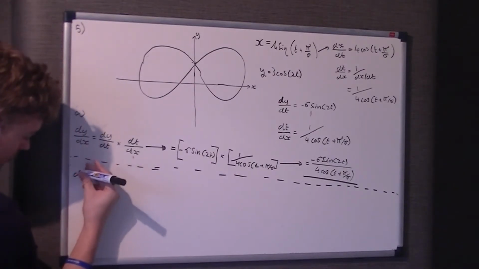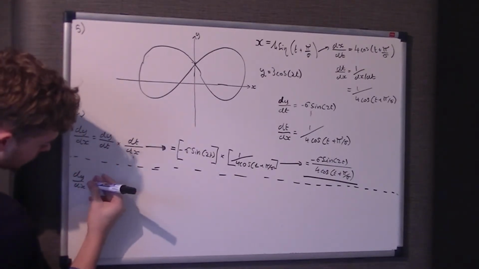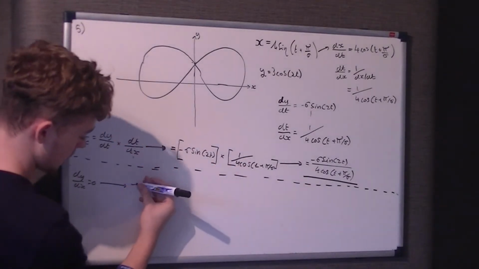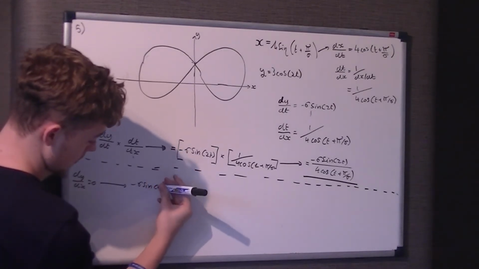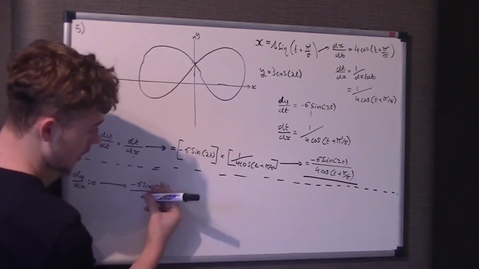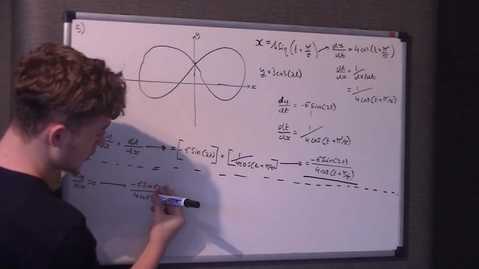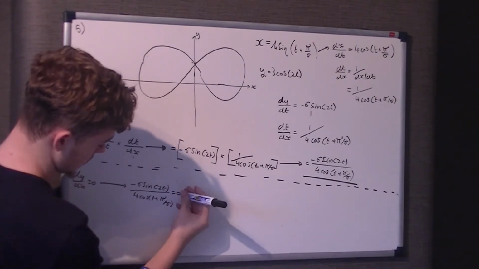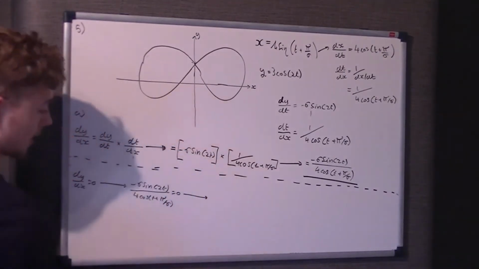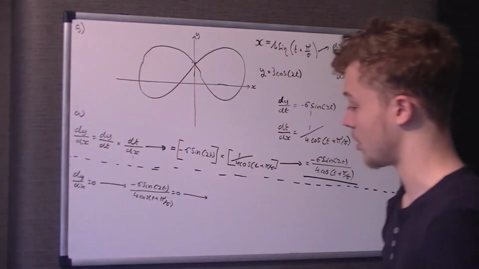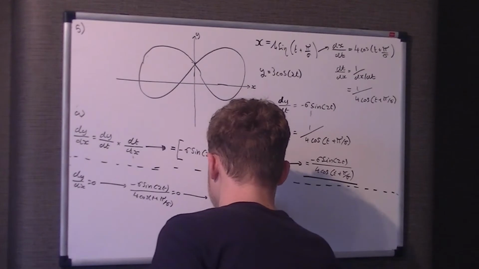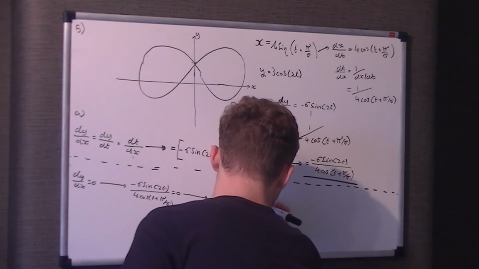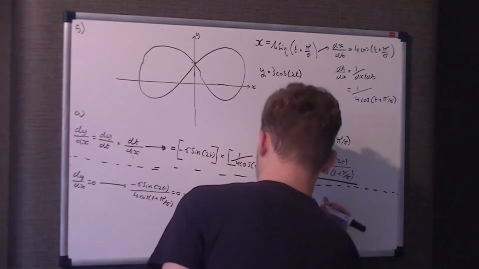So if dy/dx equals 0, then this equation that we've worked out for dy/dx equals 0. So negative sin 2t over 4 cos(t + pi/6) equals 0. Okay, so if we multiply both sides by 4 cos(t + pi/6), we get negative 6 sin 2t is equal to 0.